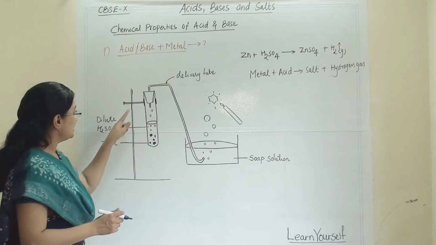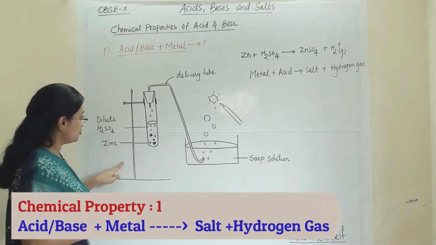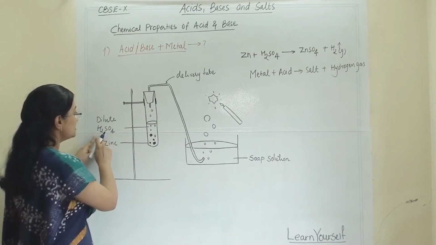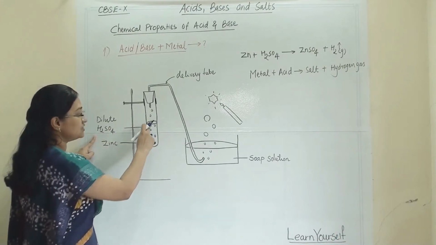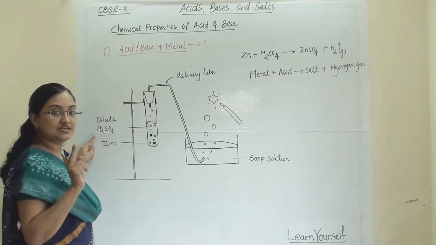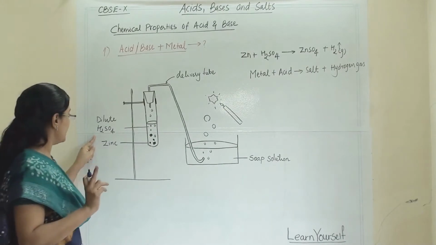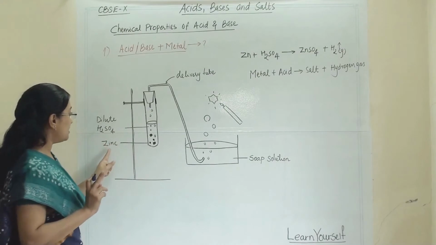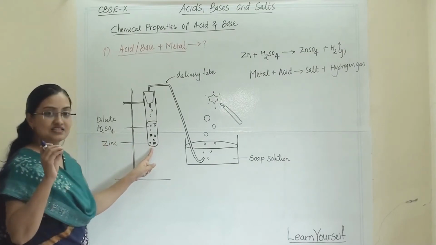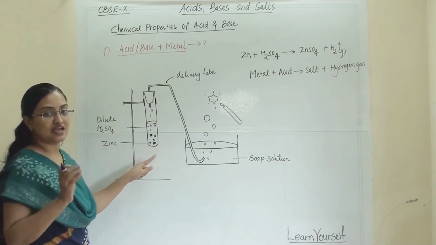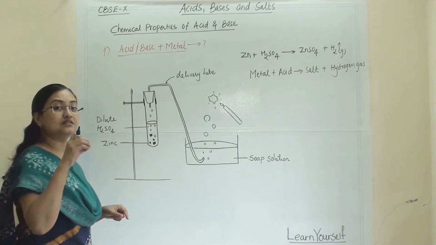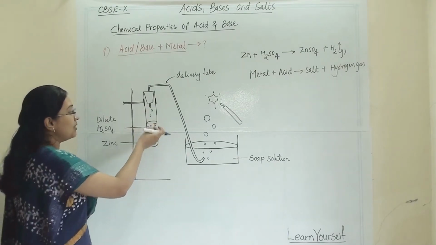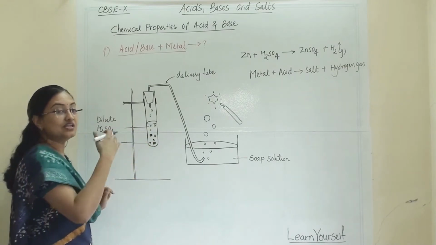This is a test tube. This is my test tube holder. I have added a dilute sulfuric acid into this test tube. Sulfuric acid is H2SO4. So this acid I have added to this test tube. Now into that I have added some zinc granules. As I am adding a zinc granule into this test tube, small bubbling will start instantly.